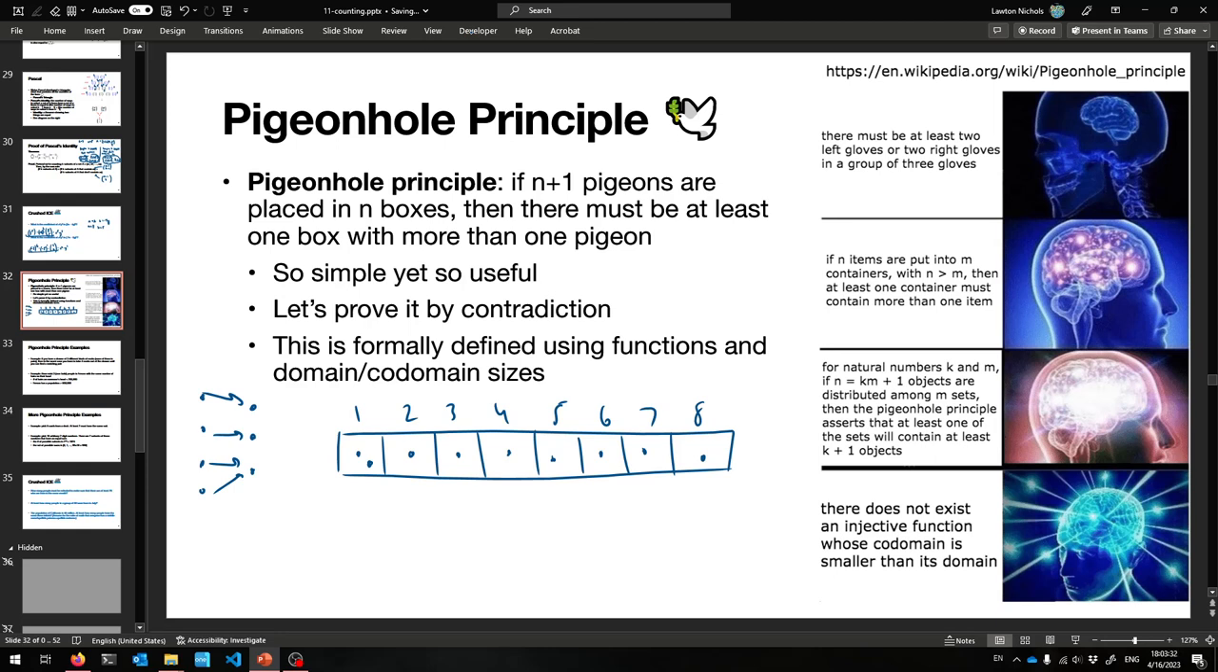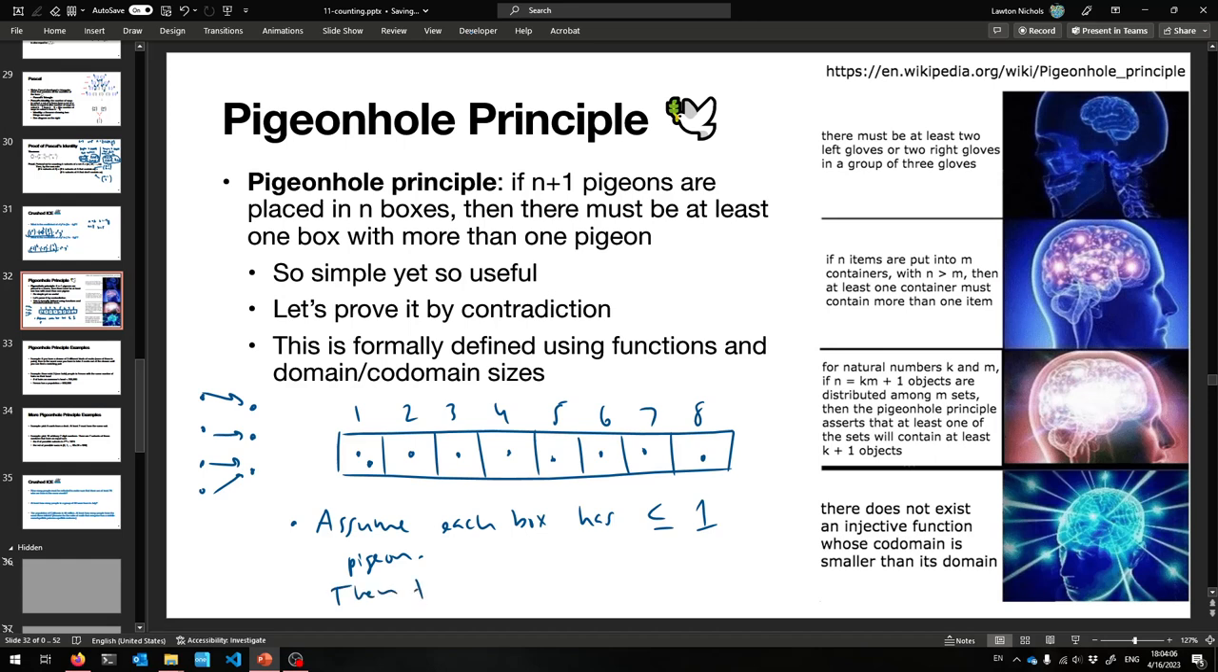And hopefully it's kind of obvious, but let's prove it. Let's prove the pigeonhole principle by contradiction. This is our theorem, right? If n plus 1 pigeons are placed in n boxes, then there must be at least one box with more than one pigeon. By contradiction, let's assume that there aren't. Let's assume that every box has less than or equal to one pigeon, if there's not any with more. So for a contradiction, assume each box has less than or equal to one pigeon.